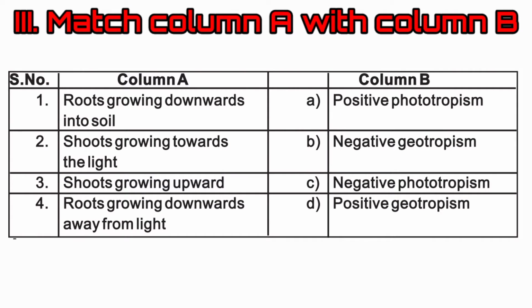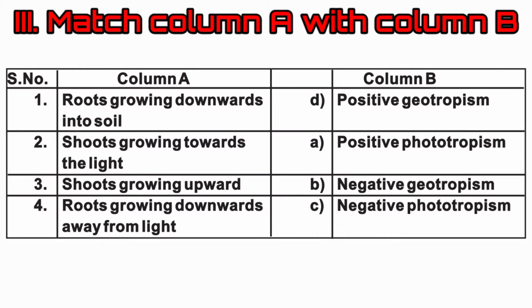Match column A with column B. In column A, roots growing downwards into soil, shoots growing towards the light, shoots growing upwards, roots growing downwards away from light are given in column B. Answers are shuffled. We have to match it correctly. Let us see the answer.